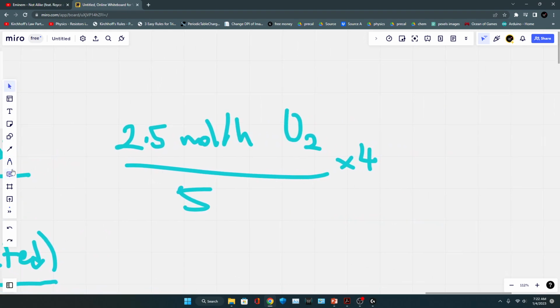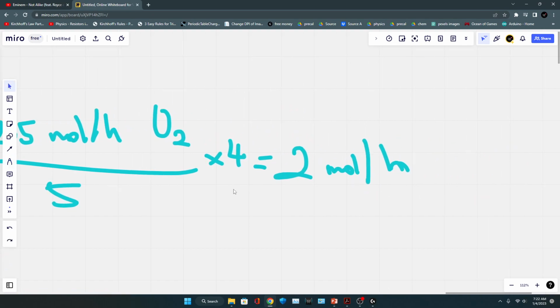So we shall get 2.5 divided by 5, then multiplied by 4, which gives 2. So 2 moles per hour. This is the amount of ammonia that has been fully reacted with oxygen.